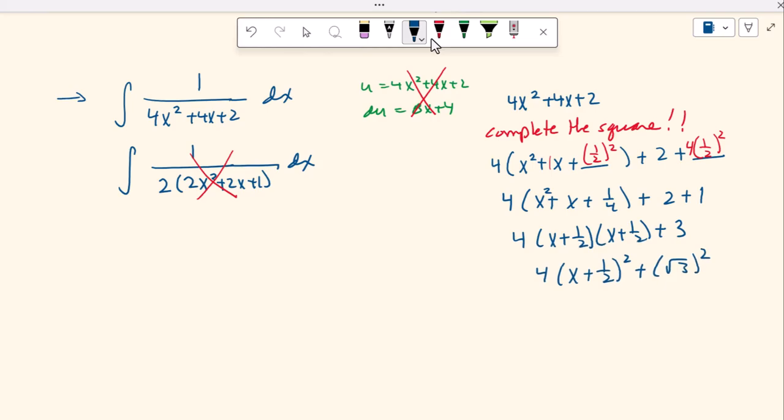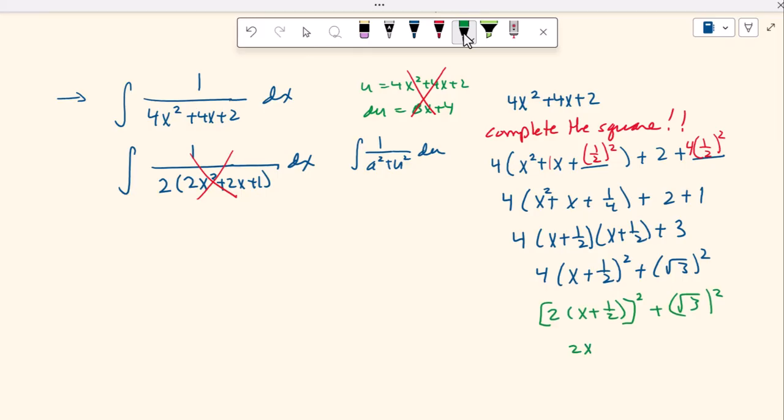Okay, let's keep going with this. This is kind of interesting. So remember, I'm trying to make this fit the form a squared plus u squared du. And I think I'm almost there. I can't pull this 4 out front because it's attached to only one term. So what I can do, however, is rewrite it as 2 times the quantity x plus 1/2, and then all of this is squared, plus the square root of 3 over 2 squared.